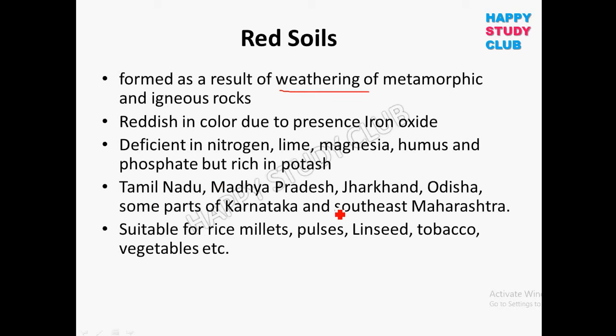Red soils are found in Tamil Nadu, Madhya Pradesh, Jharkhand, Odisha, some parts of Karnataka, and southeast Maharashtra. Okay, these are the regions where we can find red soil. They are suitable for the cultivation of rice, millets, pulses, linseed, tobacco, vegetables, etc.